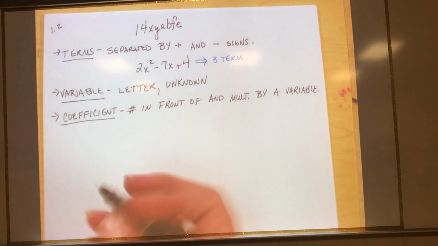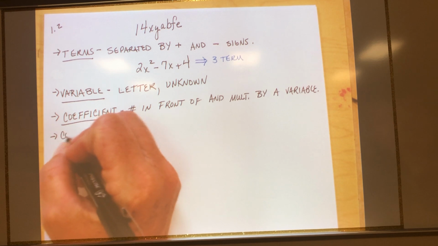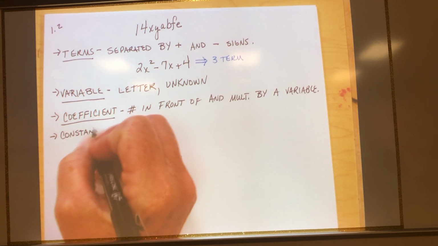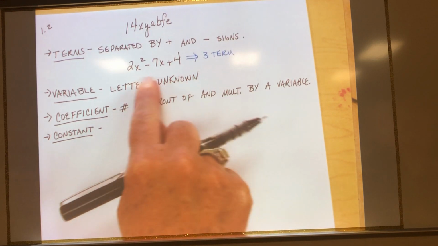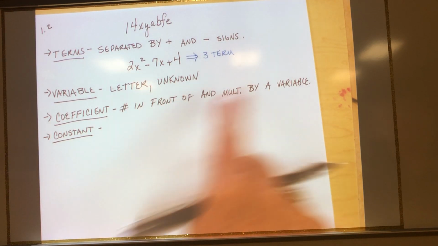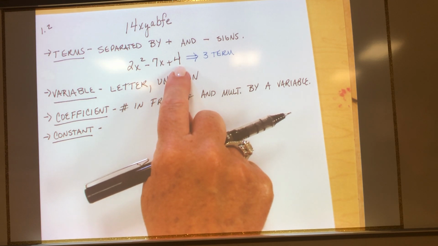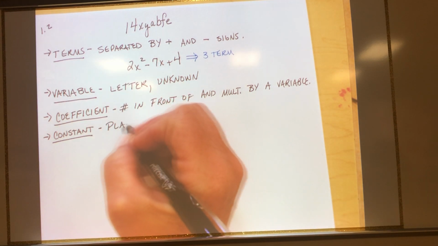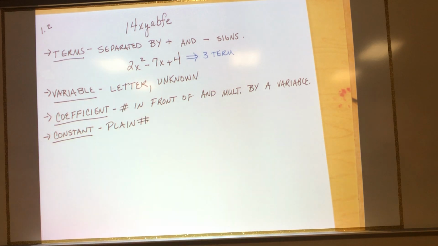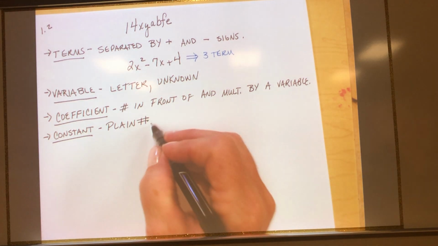Yeah. Okay, so here we go. The next one, constant. Is there a constant up here? What is it? Four. That's right. And you know why it's called a constant? It's constantly 4. Is this only 4 today because it's Friday? No. It'll be 4 on Monday, 4 on Tuesday, 4 on Wednesday. Oh, it is constantly 4. It's all just a plain old number. A plain number is a constant.